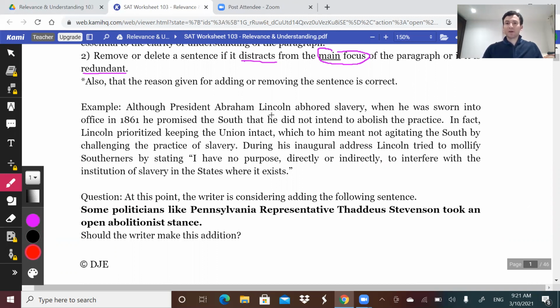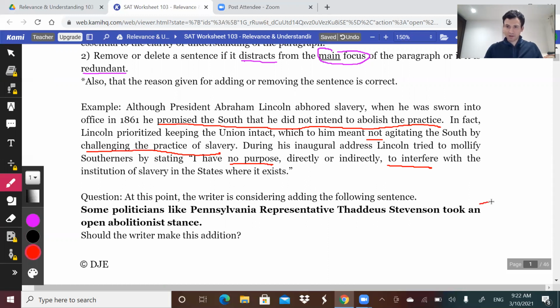So although Abraham Lincoln abhorred slavery, when he was sworn into office in 1861, he promised the South that he did not intend to abolish the practice. So that's the topic sentence. In fact, Lincoln prioritized keeping the Union intact, which to him meant not agitating the South by challenging the practice of slavery. During his inaugural address, Lincoln tried to mollify Southerners by stating, "I have no purpose directly or indirectly to interfere, no purpose to interfere with the institution of slavery in the states where it exists."